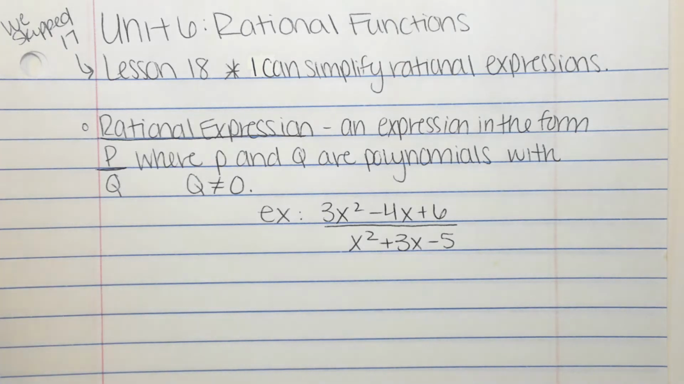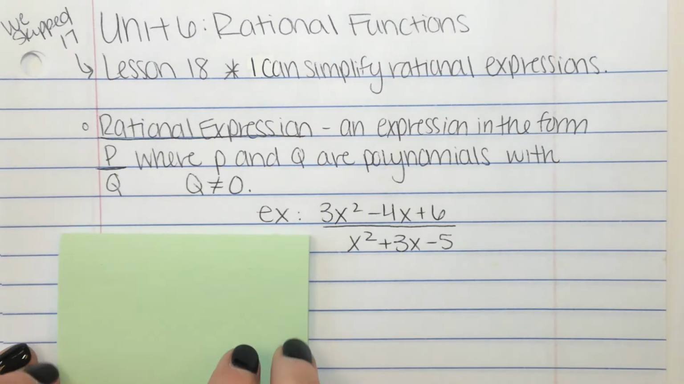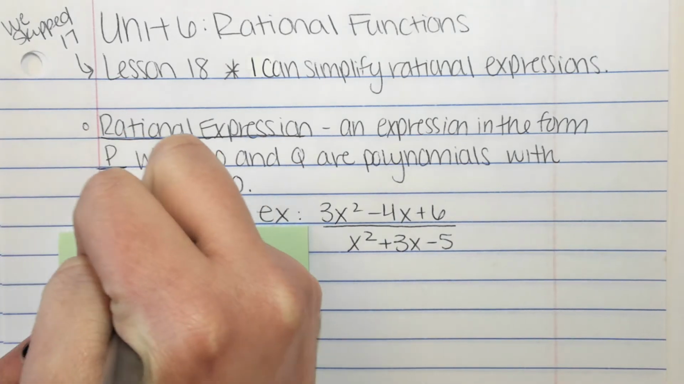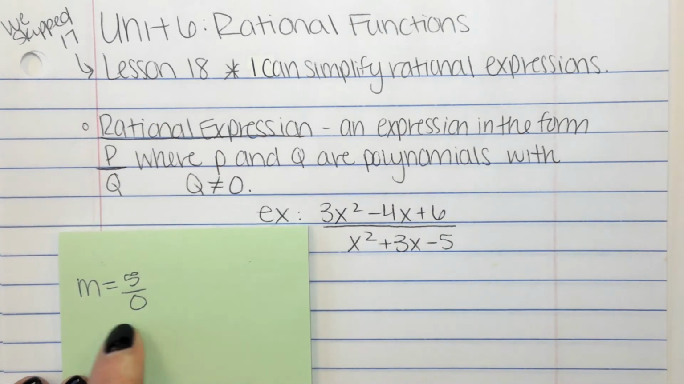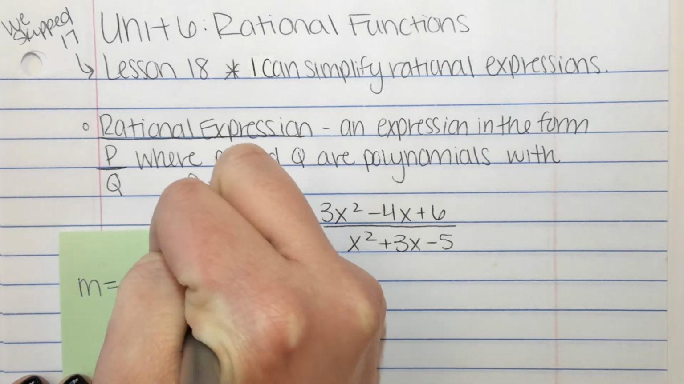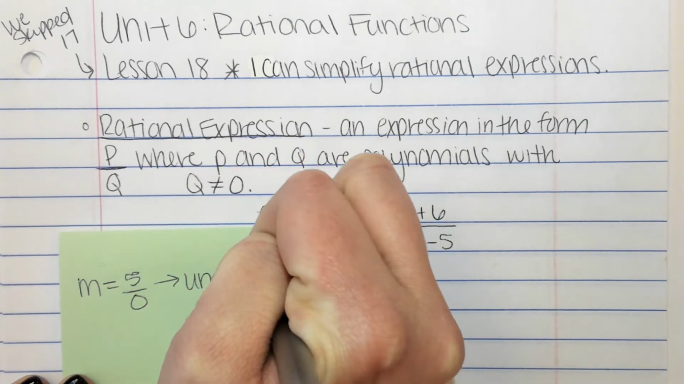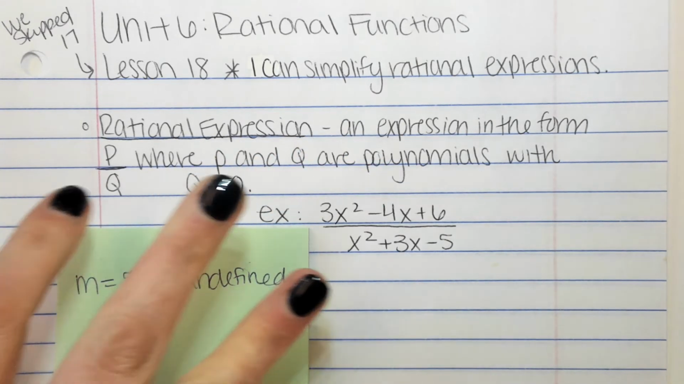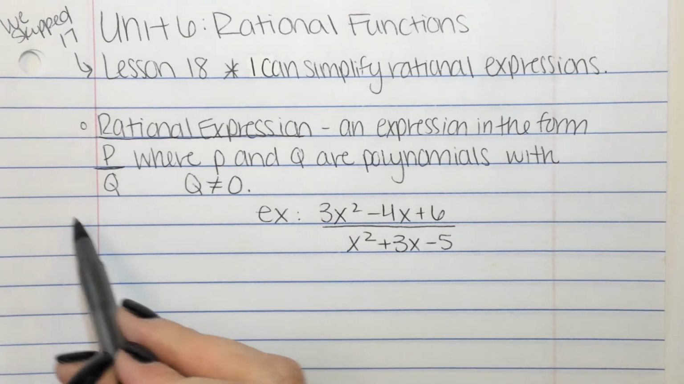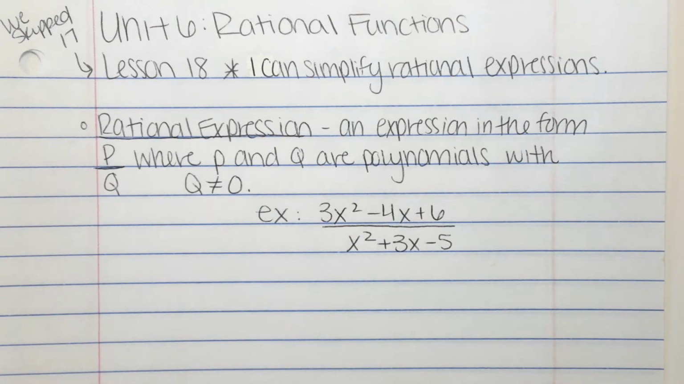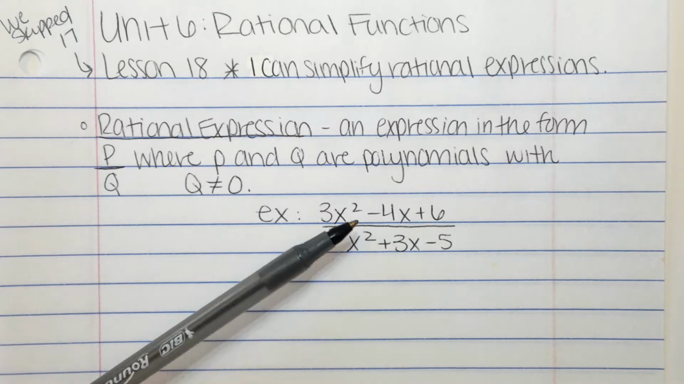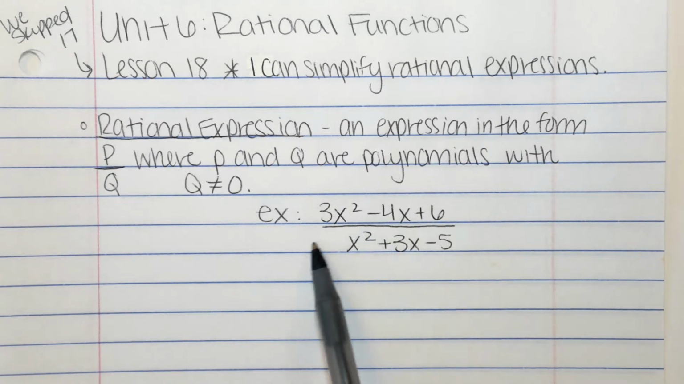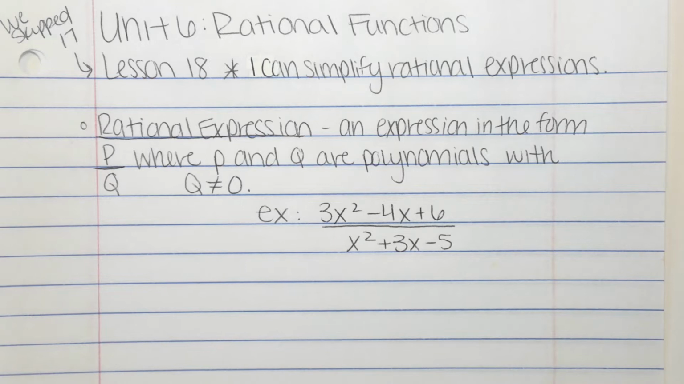And you might remember talking about slope when you had like m equals 5 over 0, that slope was undefined, okay? Because you can't have 0 on the bottom of a fraction. And so the same is true here. We can't have 0 on the bottom. So when we look at a rational expression, we have to find what would make the bottom 0, and we have to exclude that, okay? And so that's what we're going to talk about next.